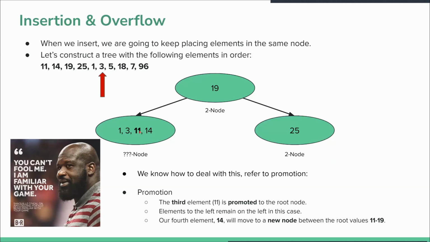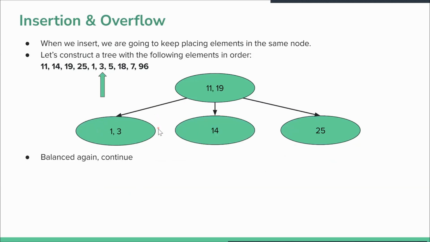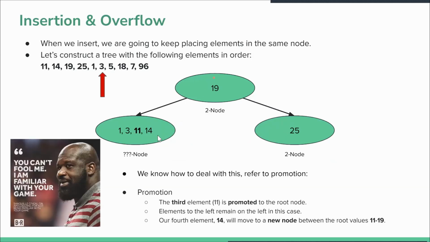We're going to promote it. We're going to move it up, but we're not going to move it up to a new node. We're going to move it up to the parent node and add it to this. We're going to put 11 here. Now we have 1, 3, 14. And we're going to get this state. But this is a little confusing because how did that 14 just go there?